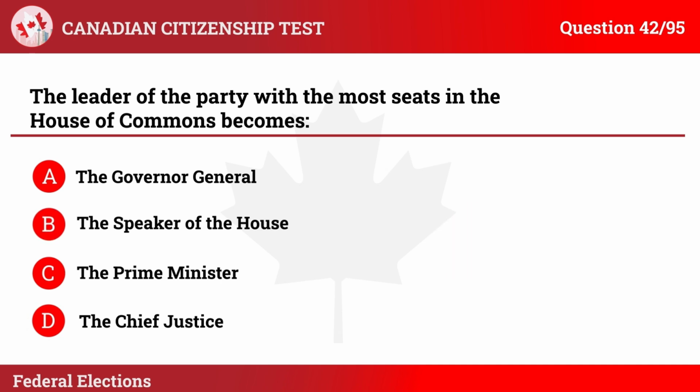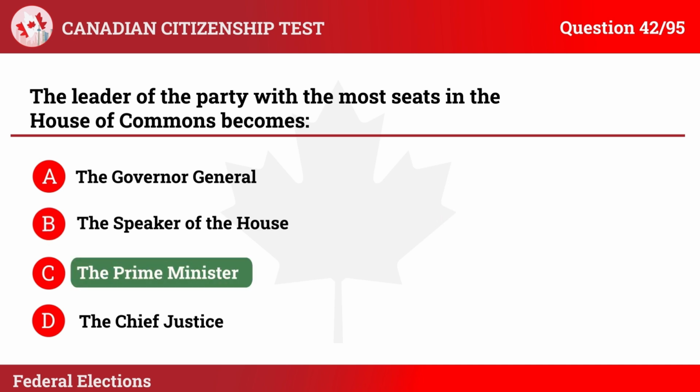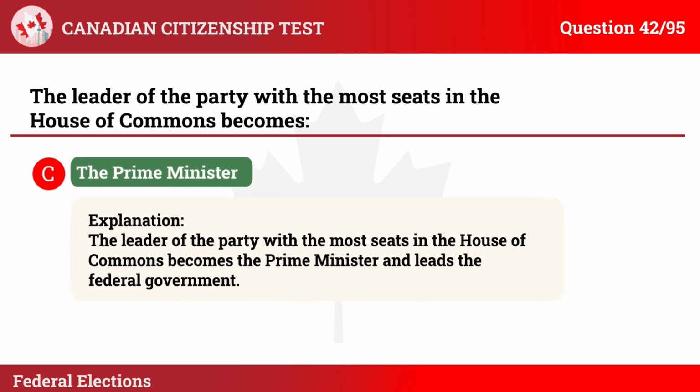The correct answer is C. The Prime Minister. Explanation: the leader of the party with the most seats in the House of Commons becomes the Prime Minister and leads the federal government.